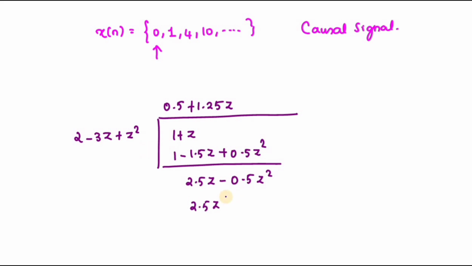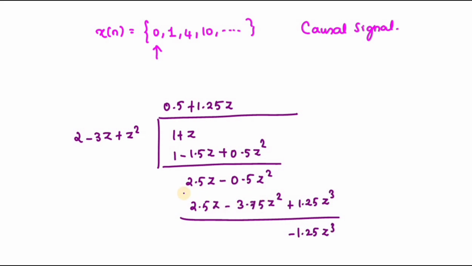Then say if I multiply 1.25 with 3, I will get minus 3.75 z square for z, z square plus 1.25 z cube. So now if I change the sign and do the addition, I will get 3.25 z square. So this is how you have to write.